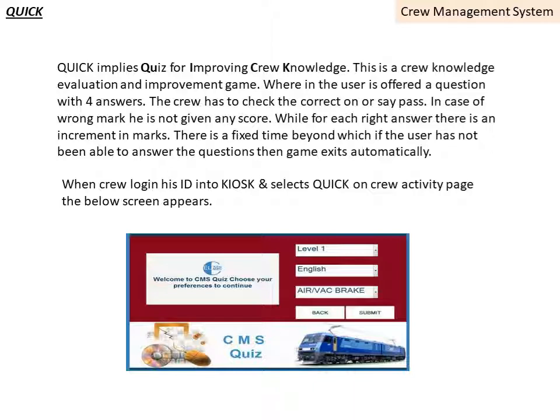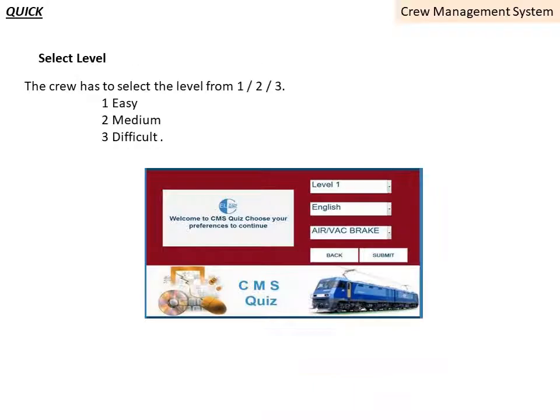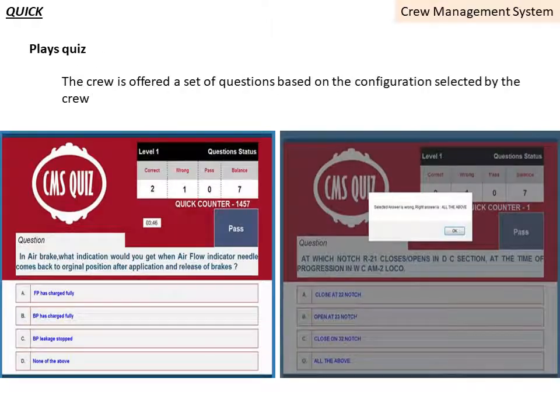As per the level, the questions will be declared, whether technical questions or general questions, and based on that we can select and submit the data. Level 1 is easy, level 2 is medium, level 3 is difficult. Once we submit the data, we can see the questions: how many are correct answers, how many are wrong answers, and how many balance questions are there. The questions whatever we update here will go to the concerned loco inspector to review their performance.